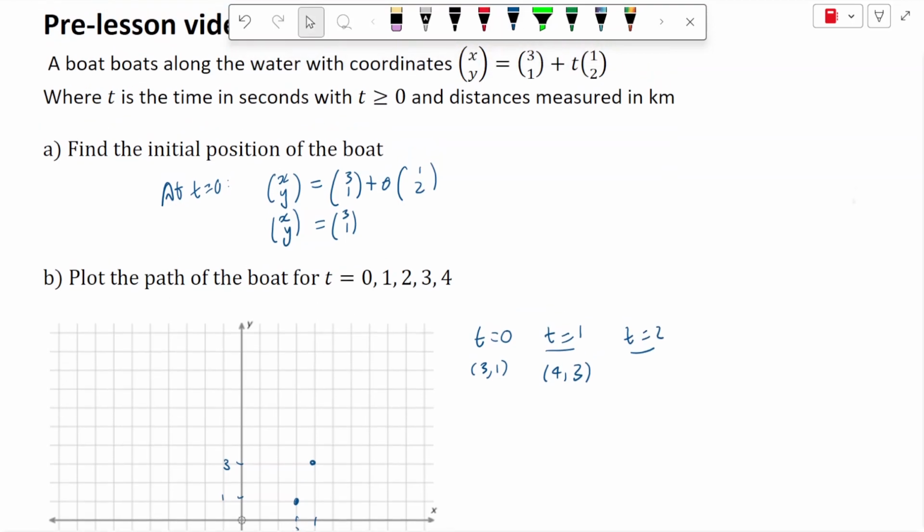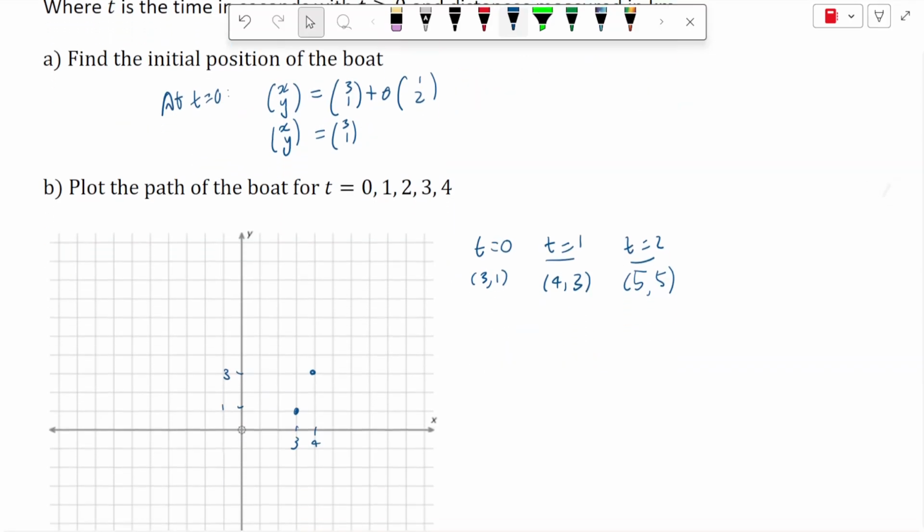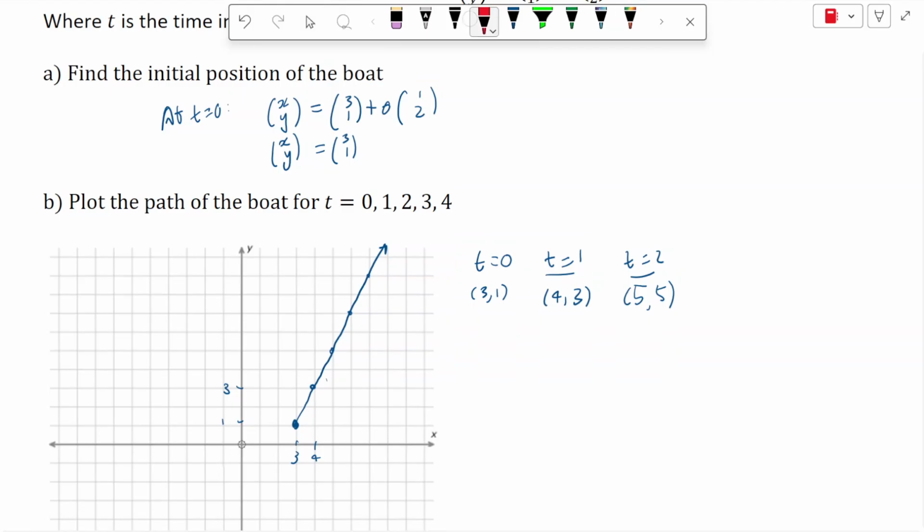T equals 2, we'll add another 1, so that's going to give us 5, 5. And you can hopefully see what's happening here. It just goes up and right. It's an equation of a straight line, as we learned a couple of videos back. But you don't draw the line as if it's going back because it only starts at t equals 0. And it's probably not a bad idea to do that, and also to label it with the equation. So x, y is 3, 1 plus t, 1, 2.